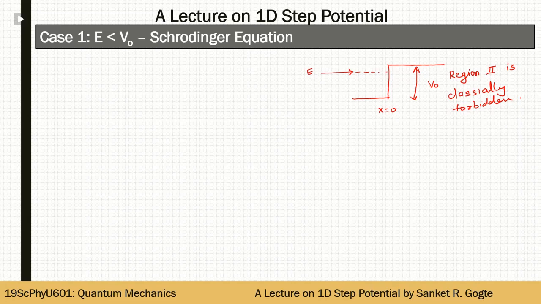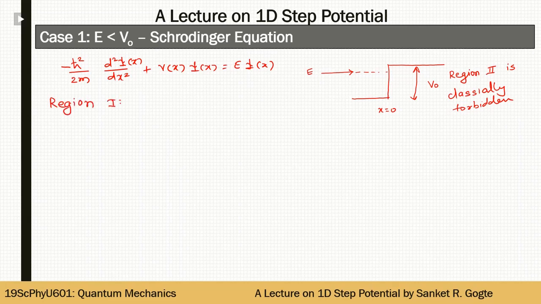So let's first write the Schrodinger's equation, and since the potential is independent of time, we can simply write the time independent Schrodinger's equation, which is minus h cross square by 2m d2 psi by dx2 plus V into psi of x is equal to E into psi of x. This is the Schrodinger's equation, which is time independent, and V of x is the potential.